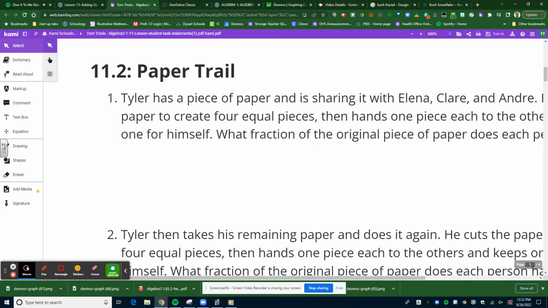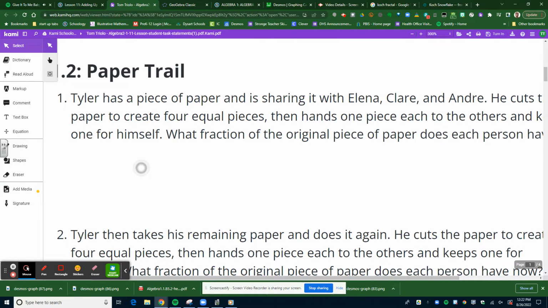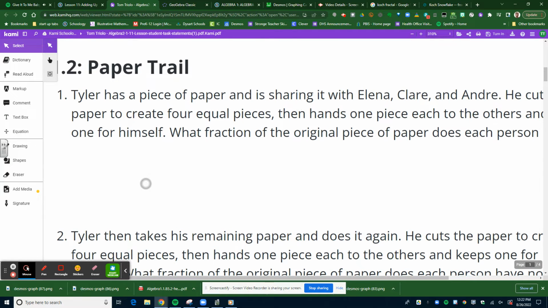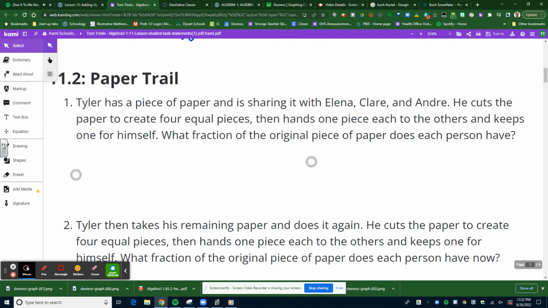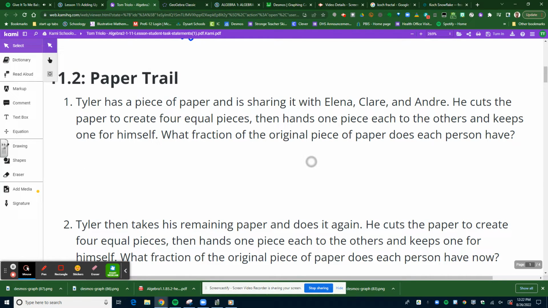Tyler has a piece of paper and is sharing it with Elena, Claire, and Andre. He cuts it into 4 equal pieces and hands one piece to each of the other people and holds one on to himself. What fraction of the original piece of paper does each person have? Okay, so the key is to take a look at the instructions. This is not complicated, right?